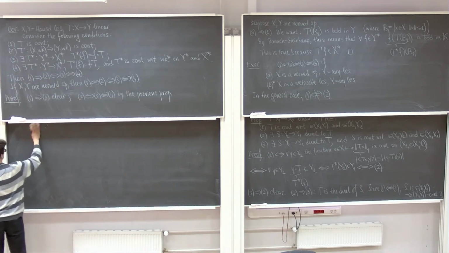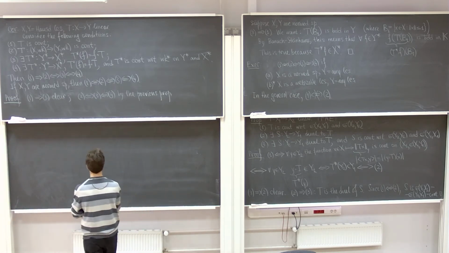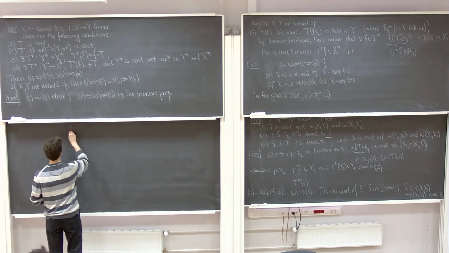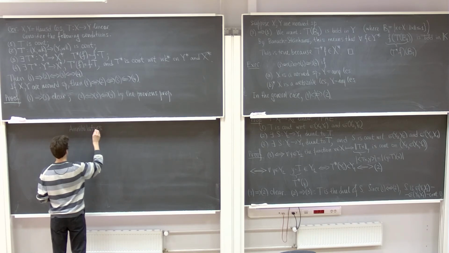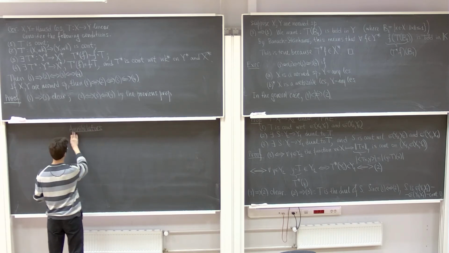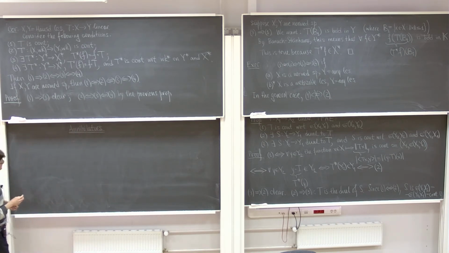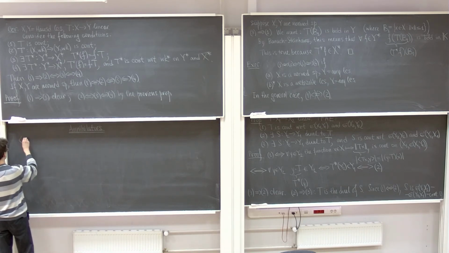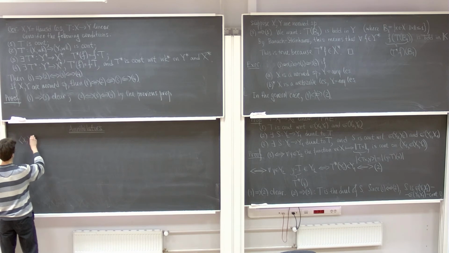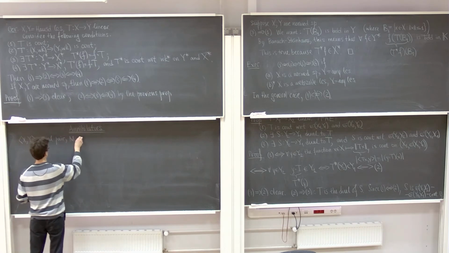Our next goal will be to discuss annihilators in a general setting of dual pairs. So we have already discussed annihilators in the context of normed spaces at the end of the previous term and at the beginning of this term. And so now we extend this notion to arbitrary dual pairs. So suppose that we have a dual pair of vector spaces, X and Y. And suppose that M is a subset of X.